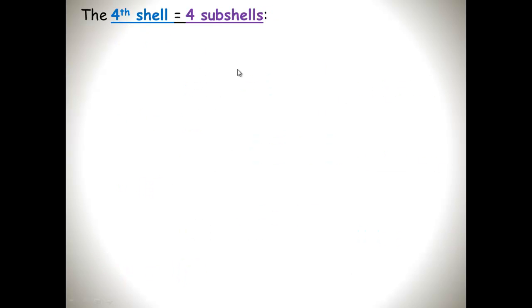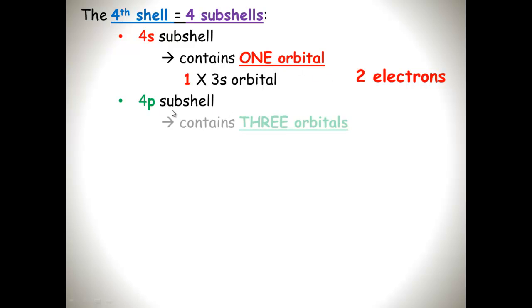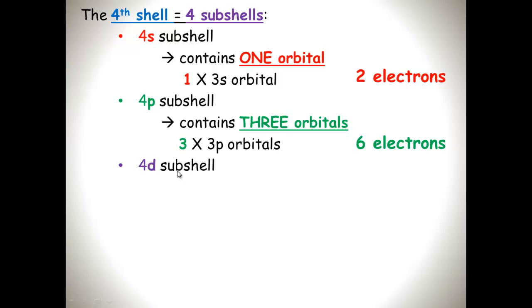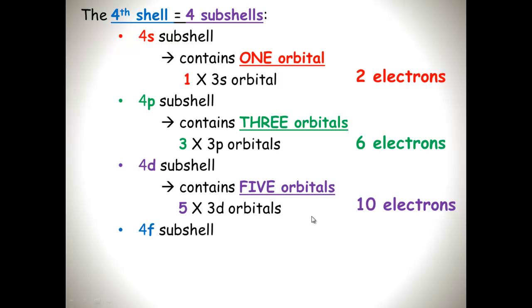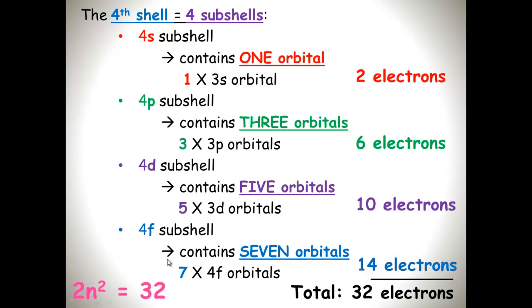So the fourth shell, I'll run through this one quickly too. Fourth shell, 4 subshells. There's the 4s subshell, contains 1 orbital. Each orbital has a maximum of 2 electrons. 1 times 2 is 2. The 4p subshell contains 3 orbitals. 3 times 2 is 6 electrons. The 4d subshell contains 5 orbitals. 5 times 2 is 10 electrons, and the 4f subshell contains 7 orbitals. So there's 14 electrons there, which then gives us a total of 32 electrons, which again fits into the 2n² formula.